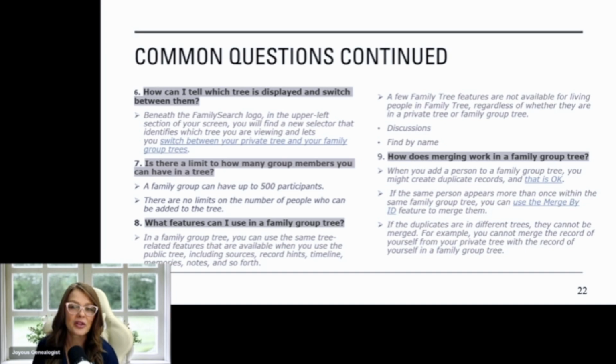All right, and then how does merging work in a family group tree? So when you add a person to a family group tree, you might create duplicate records. If that same person appears more than once within the same family group tree, you just merge by the ID. If duplicates are in other trees, they cannot be merged. So for example, you cannot merge the record of yourself from your private tree with the record of yourself in your family group tree.